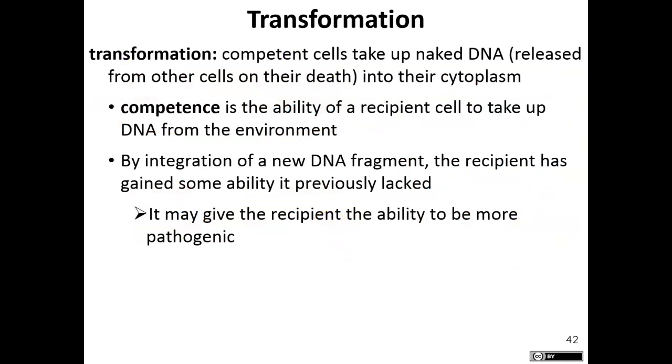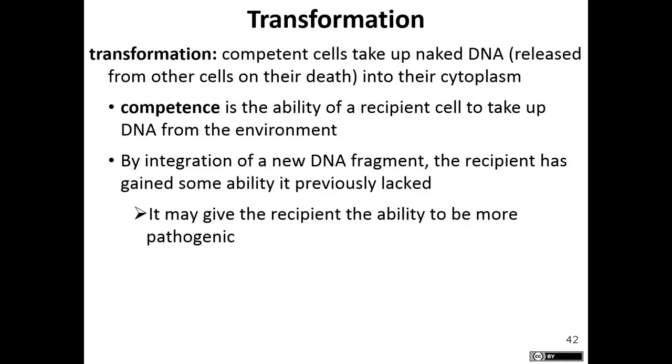For transformation to occur, cells have to be competent. So a competent cell is a cell that is able to take up DNA from an environment. There are certain types of cells that are not competent naturally, but there are some cells that are naturally competent.